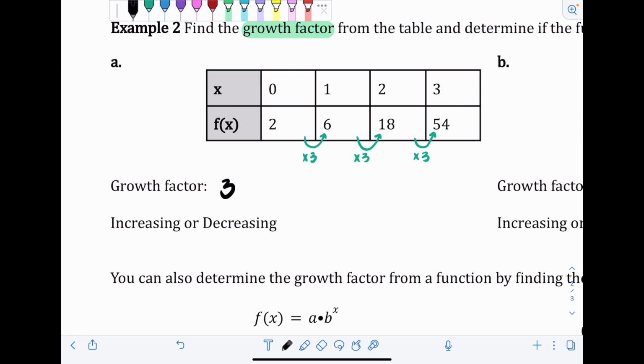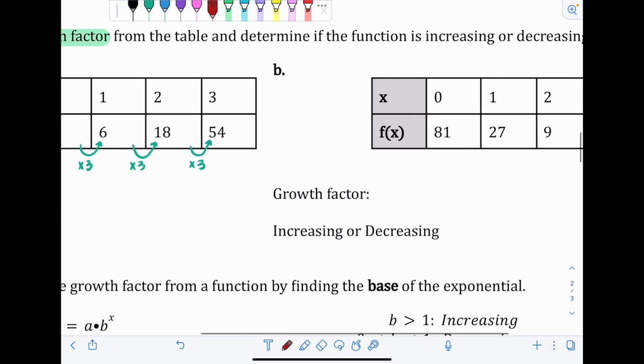And then to determine whether it's increasing or decreasing, for now I just want to look at the table. So are our output values getting larger or getting smaller? We're going from 2 to 6 to 18 to 54. So those are definitely getting larger. So this is going to be increasing. So the growth factor is 3 and it's increasing.